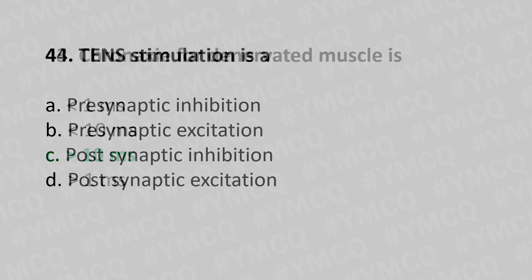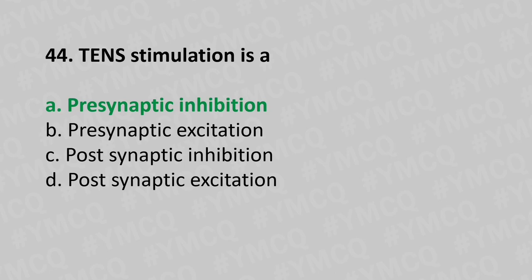TENS stimulation is option A, presynaptic inhibition. Option B, presynaptic excitation. Option C, postsynaptic inhibition. Option D, postsynaptic excitation. And the answer is option A, presynaptic inhibition. Moving to our 45th question.